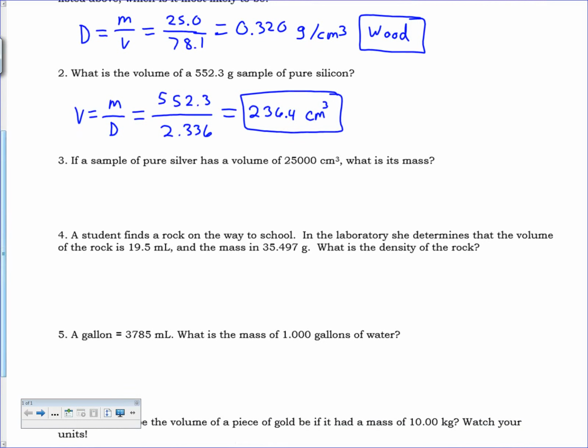Question number 3, it says if a sample of pure silver has a volume of 25,000 centimeters cubed, what's the mass? So in this case, we're looking for mass. Mass equals density times volume, which equals, we have to look it up for silver, it is 10.49 times the volume, 25,000. This is 4 sig figs times 2 sig figs, so our answer should have 2 sig figs. We round it to 260,000 grams.